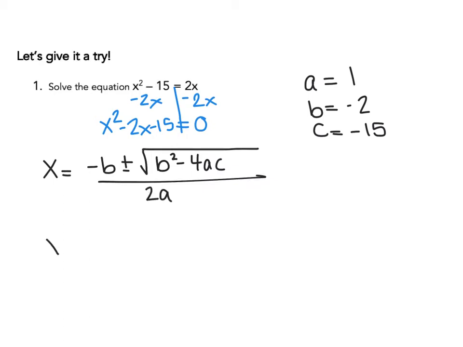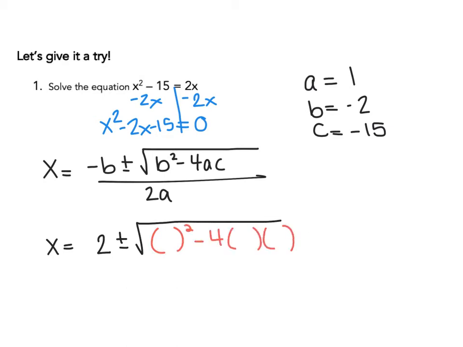And now it's a matter of substituting properly. Negative b is also read as the opposite of b. So you take this and you flip its sign. So it's positive 2 plus or minus the square root. Out of habit, always stick the b in parentheses. Right? So we're going to do b is negative 2, minus 4 times a is 1, c is negative 15, all over big fraction bar 2 times a. Now let's clean it up.